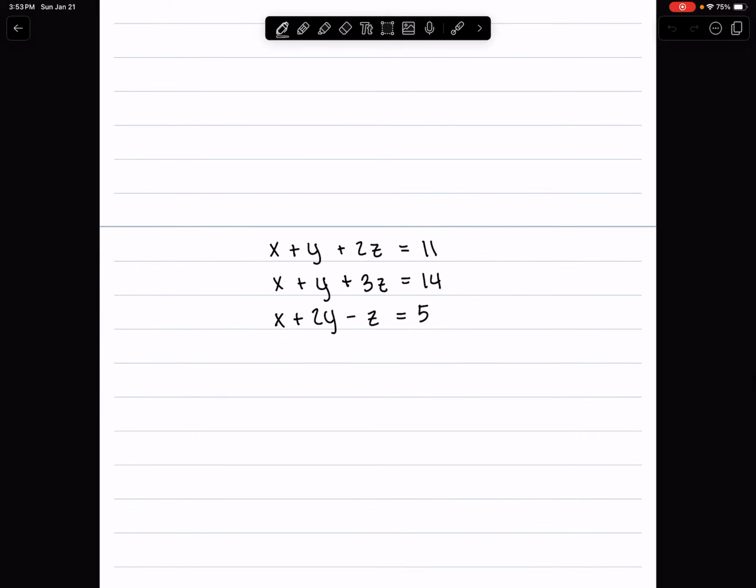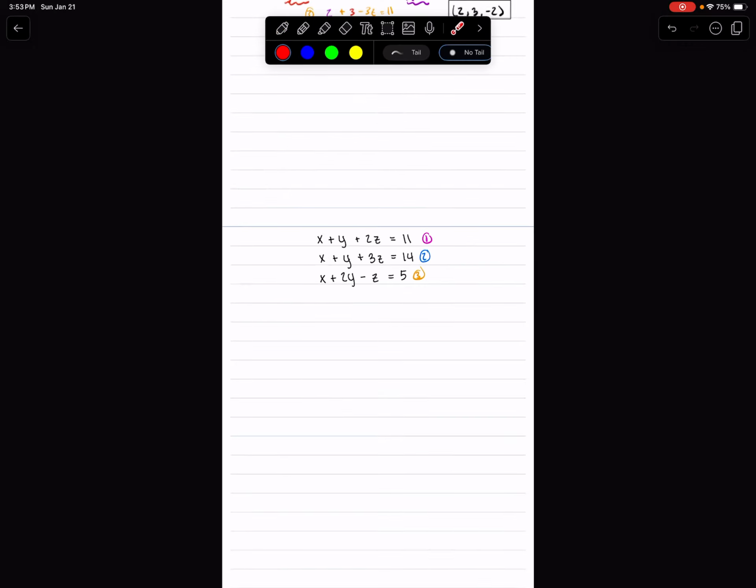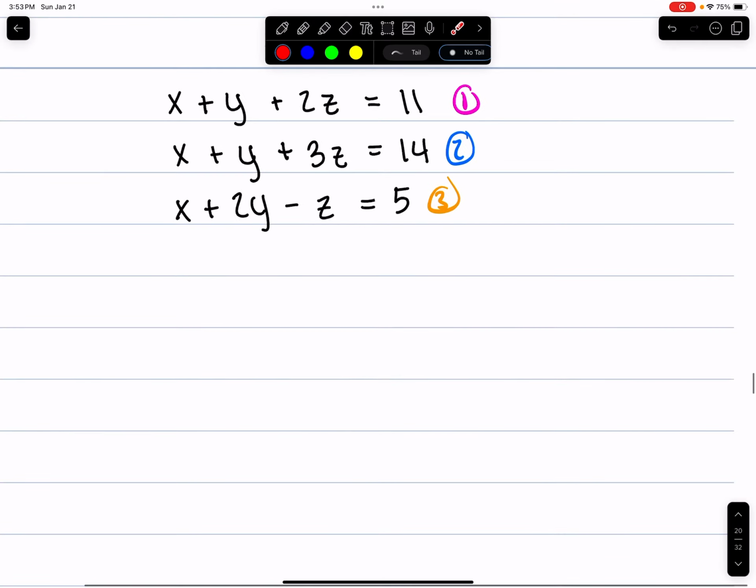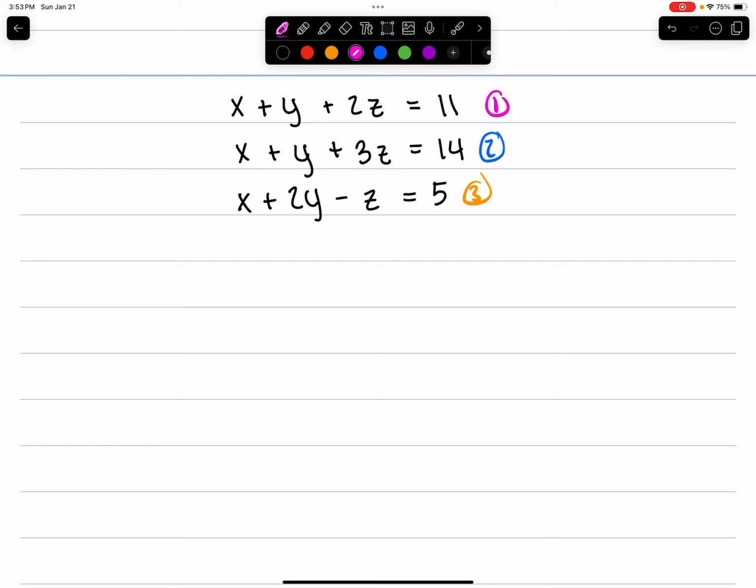We're just going to jump right into this last example. We start by labeling our equations 1, 2, and 3. If you notice, before I had this question on the previous page, I went and moved it down, which gives me a little bit more space to work with. We are going to start by taking two of our equations and eliminating a variable.